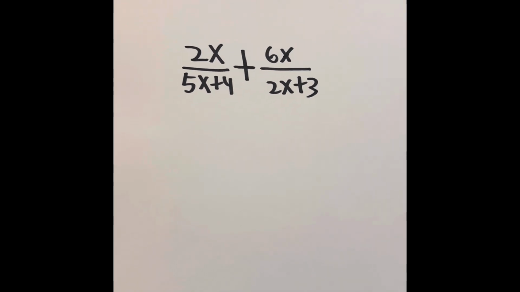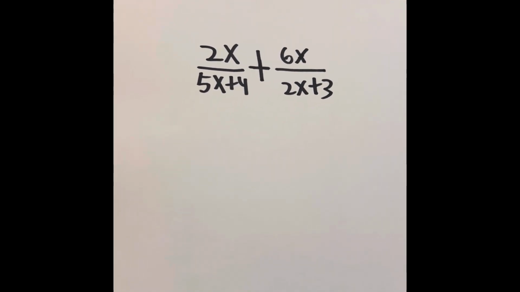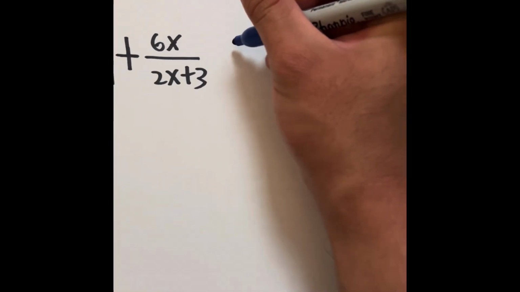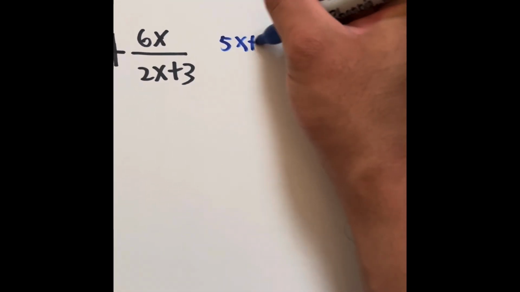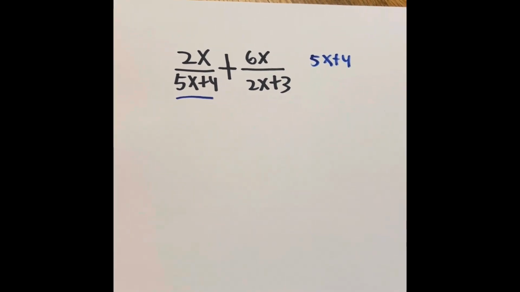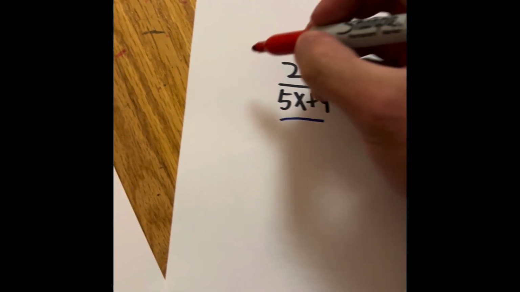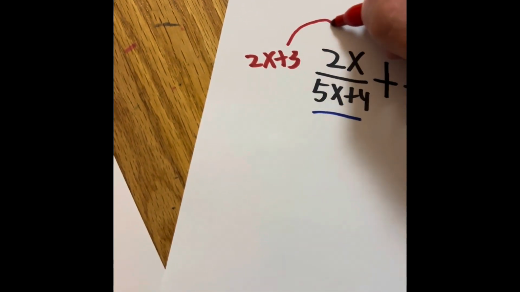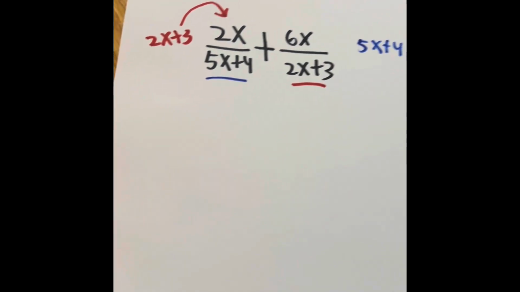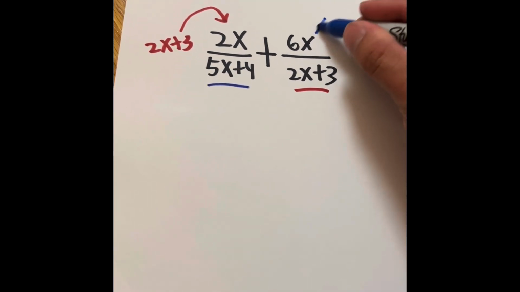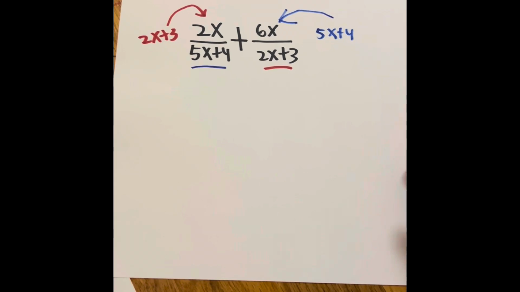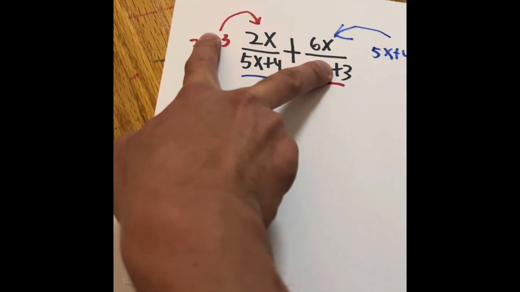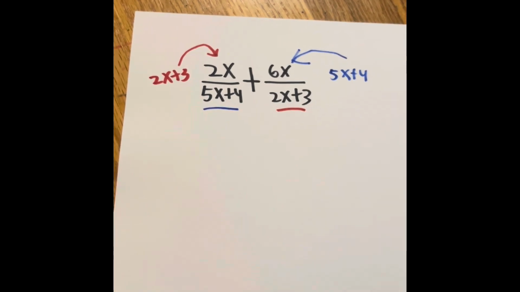Well, what we can do is multiply this blue on the side, 5x plus 4, and multiply the red right over here, we get 2x plus 3. The 2x plus 3 is going to go with the 2x, and the 5x plus 4 is going to go with the 6x. Now we have to make some kind of equation, because these two will cross out, and these two will cross out.